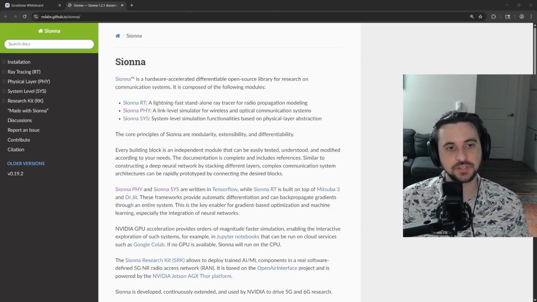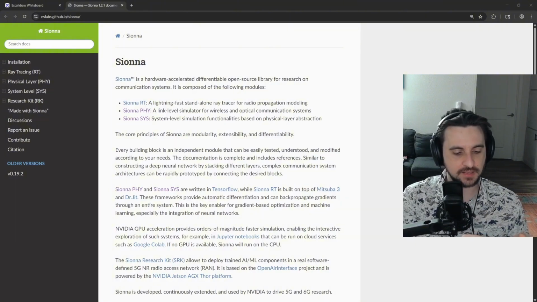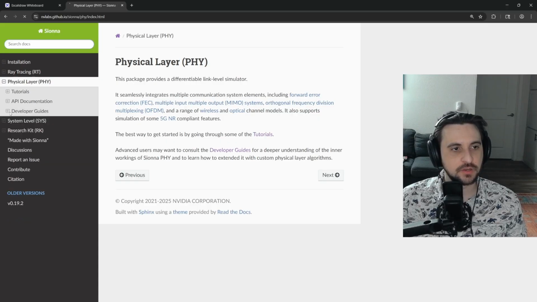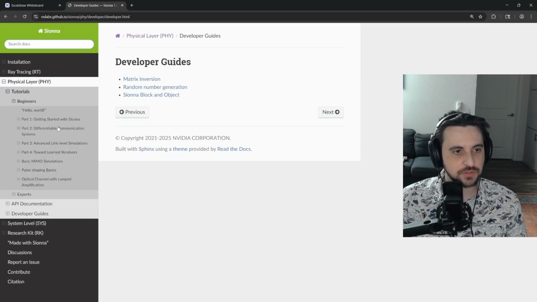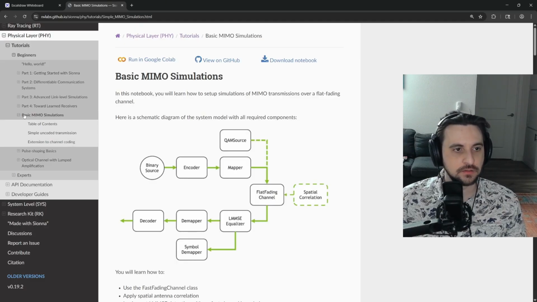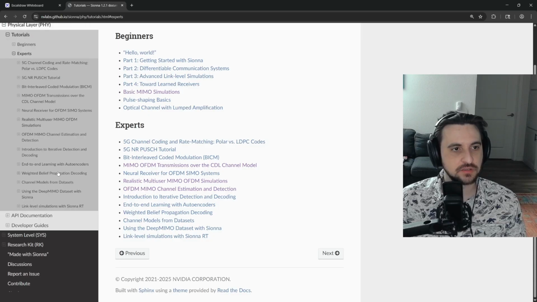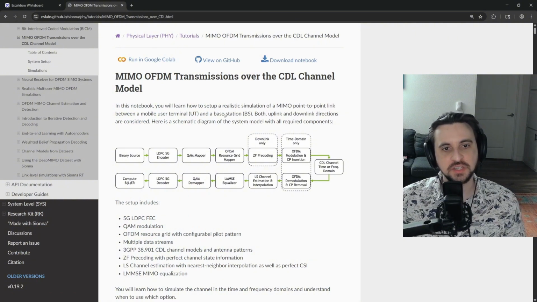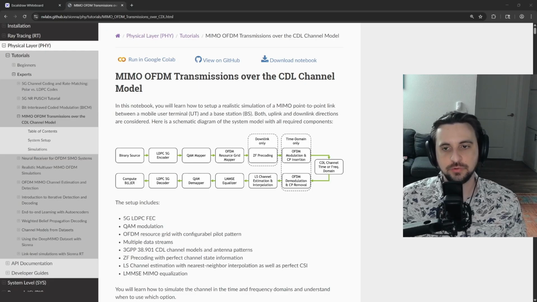The other way to do it is to use Sionna PHY, which is a link level simulator. Developer guides, tutorials, beginners, differentiable MIMO, basic MIMO simulations. I think it's in experts. Here it is, MIMO OFDM transmission over the CDL channel model. But basically, what we'll do is we're going to have to install Sionna. We're going to have to figure out how to simulate channels.